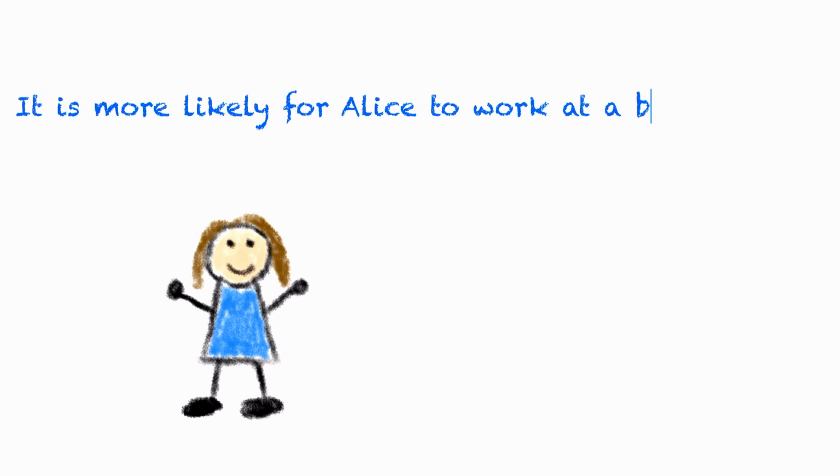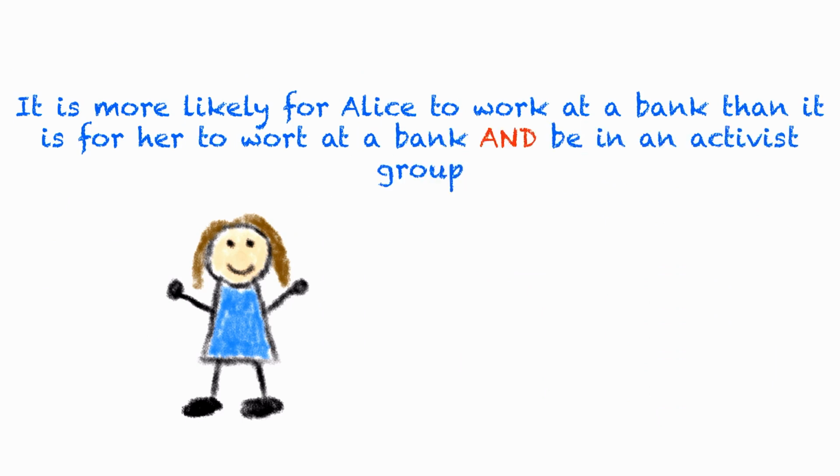So with this, we can answer the question we asked in the beginning. It is more likely for Alice to work at a bank than it is for her to work at a bank and be in an activist group.